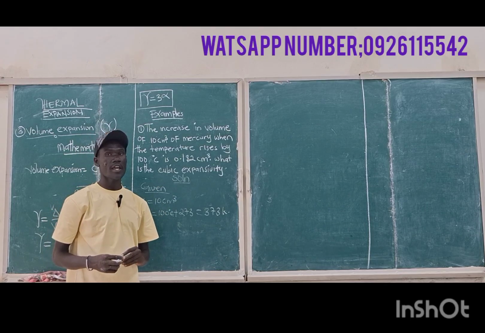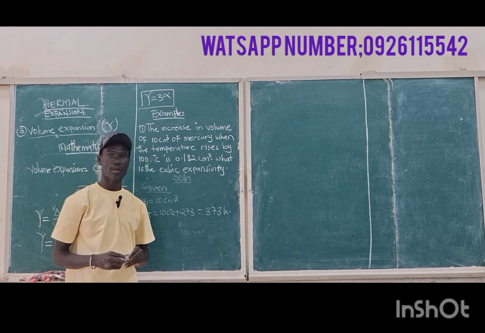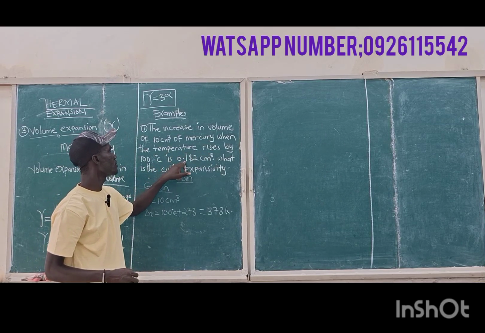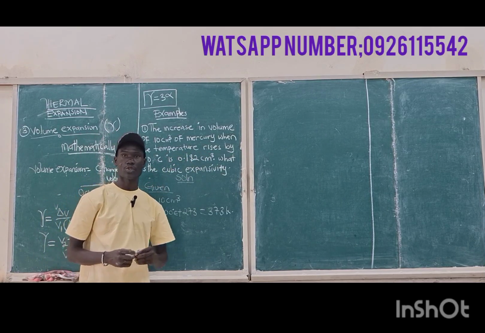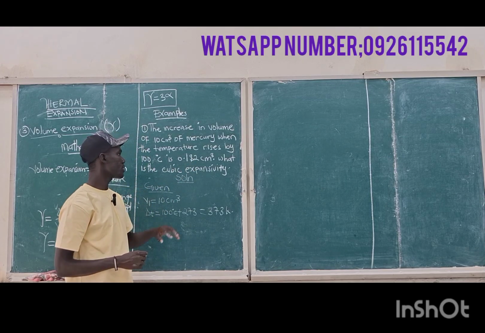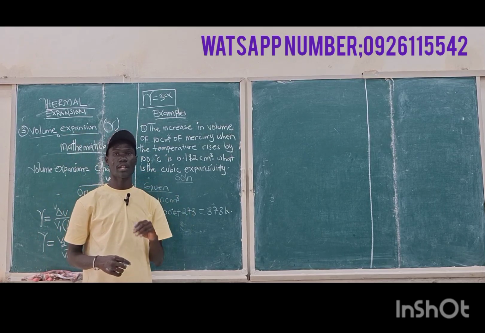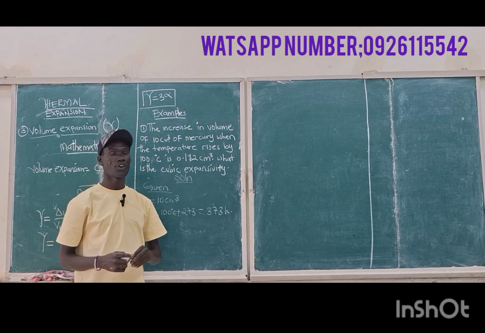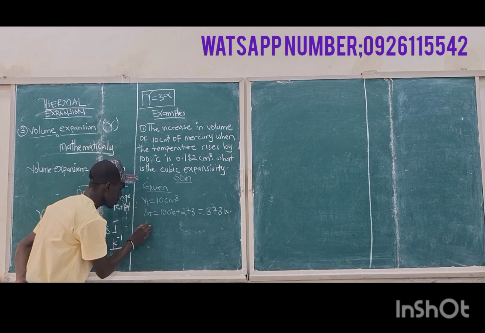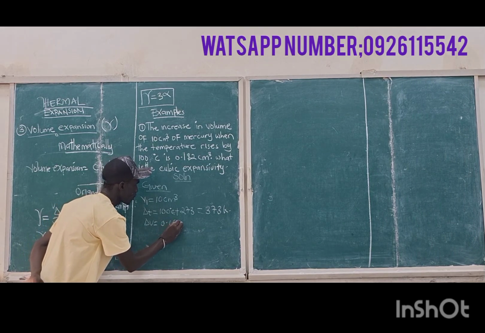The initial volume is 10 centimeters cube. But when you read it, when the temperature rises by this, 0.182, that means this is our change in volume. It is never a final volume. Why? Because a final volume can never be less than the initial volume. This is the change of the two volumes. Therefore, we're going to say change in volume, delta V, is equal to 0.182.